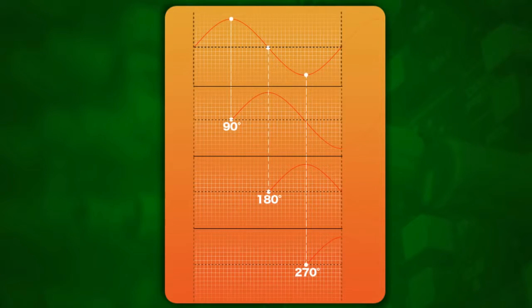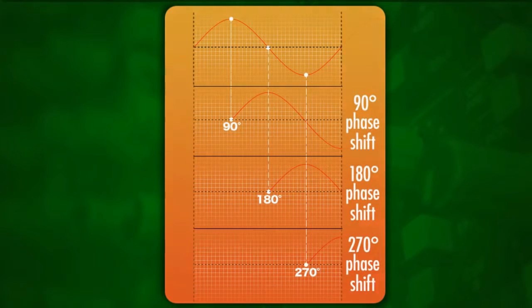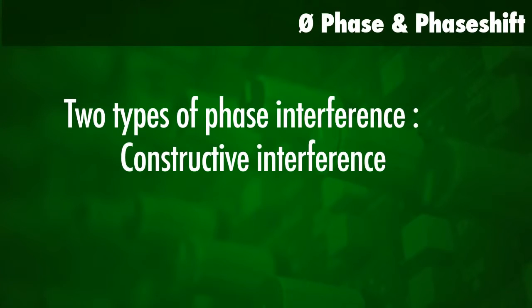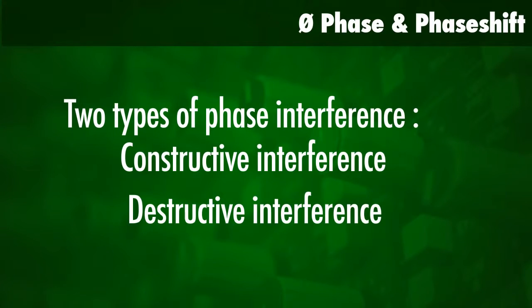Phase is actually a measurement of time expressed in degrees. The difference between the phases of these two different points is what we call the phase shift. This phase shift can be of two different types. We can have a constructive interference or a destructive interference.